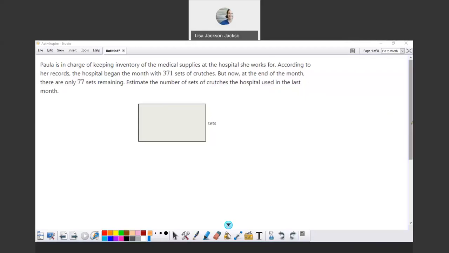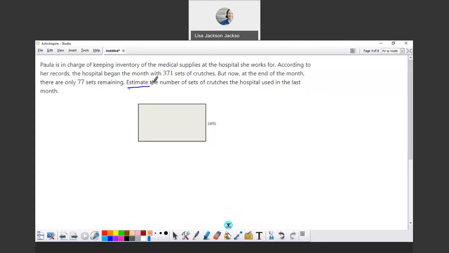Still 1.5, still estimating. Notice right here, the last sentence, estimate the number. So we're not going to find the exact number. We round first. If we're asked to estimate, we round at the leftmost digit of each number. But for this, we need to figure out, are we being asked to add, subtract, multiply, or divide?